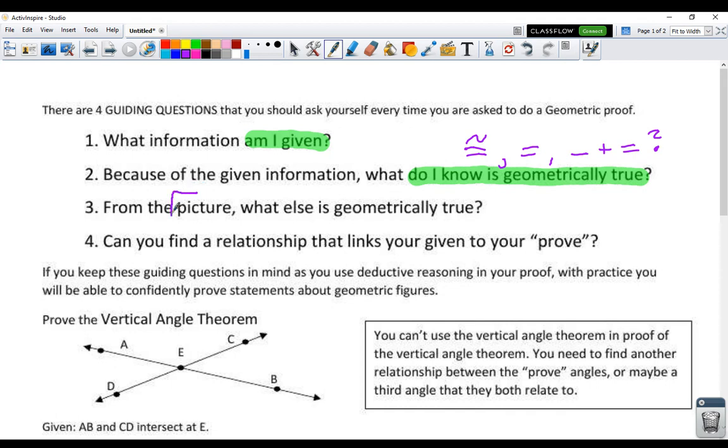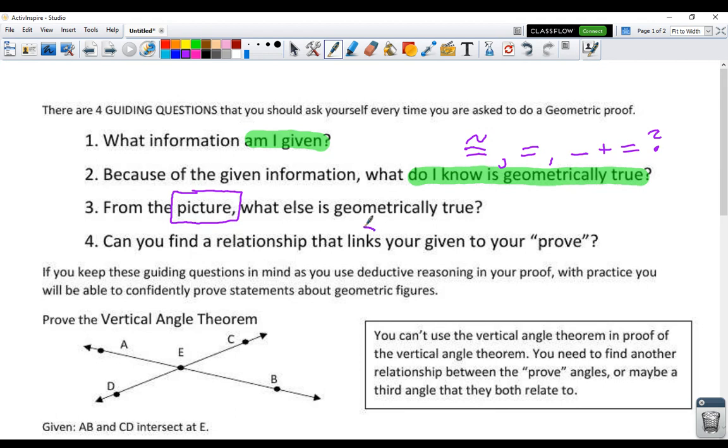Next we look at the picture. At the picture, what else is true? Are there vertical angles? Are there two angles that add up to 180 or 90? Are these things perpendicular? Look at the picture and see what you get.